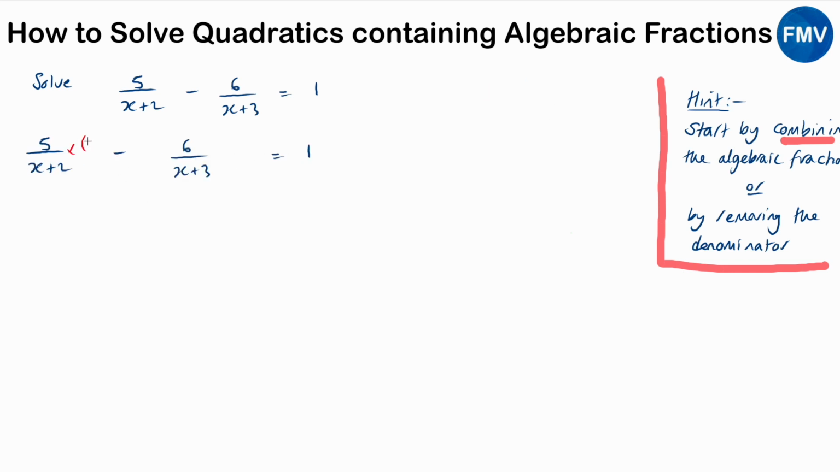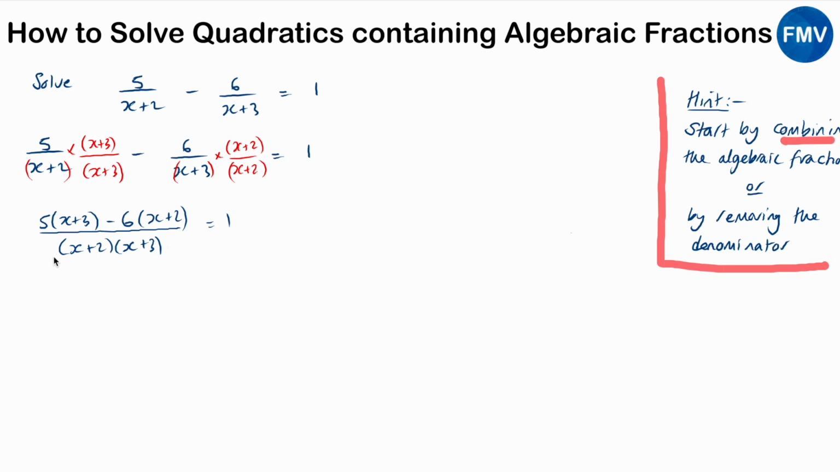So the first thing I need to do is make a common denominator. And to do that, I multiply the one fraction by x plus 3 over x plus 3 and the other fraction by x plus 2 over x plus 2. That is the same as multiplying both of these by 1. So there's no need to do the same over this side here. So in doing that, I end up with the same denominator for both of these fractions. So I can rewrite that.